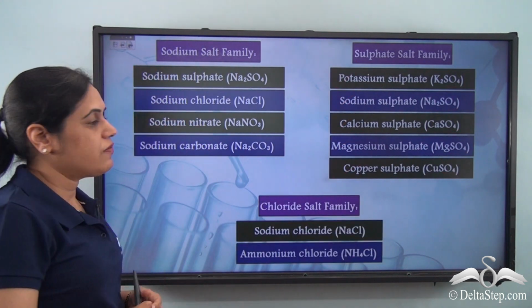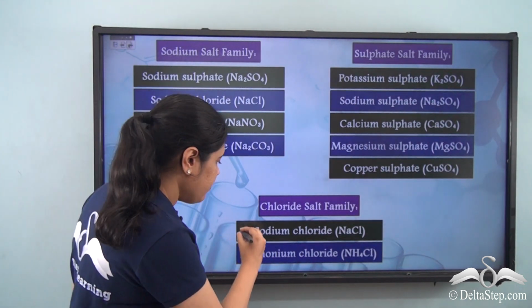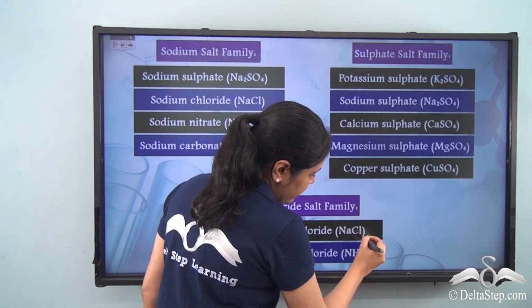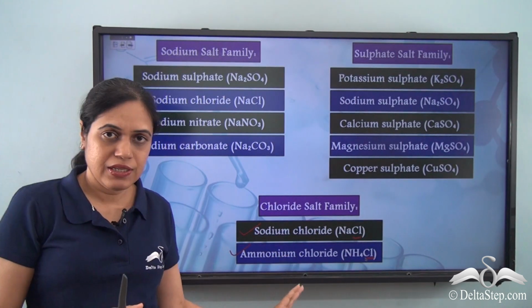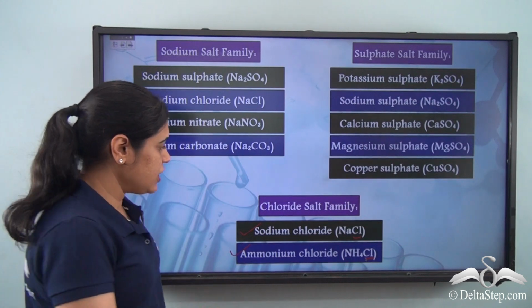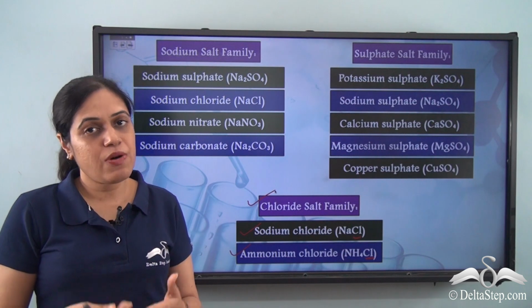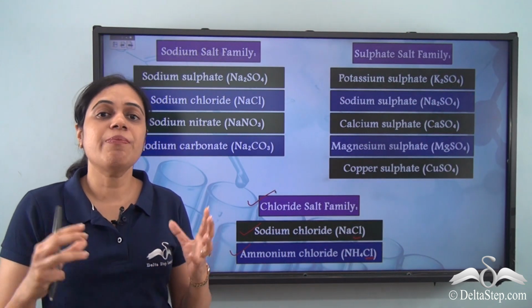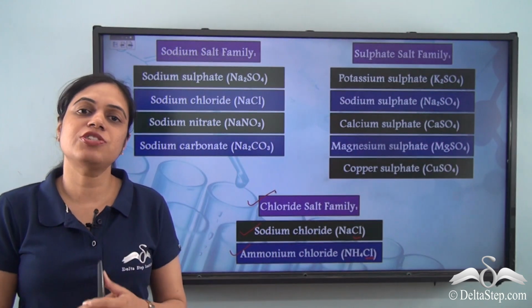Let us look at one more family, the chloride family. So sodium chloride, ammonium chloride. These two salts have the chloride ion as the common link, the common ion or the common radical. So these belong to the chloride family. So these were some of the salts, their formulae, the acids and bases which combine together to form these salts, and the families to which these salts belong.